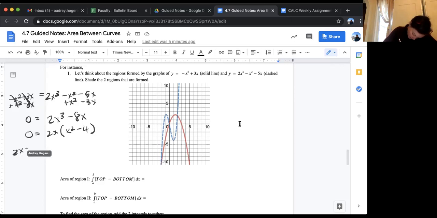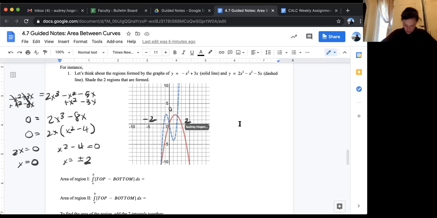2x equals 0, so x equals 0. x squared minus 4 equals 0, so x equals plus or minus 2. So this x-intercept is going to be -2, this one is going to be 0, and this one's going to be +2. So those are how I find my bounds. And now let's find the area of the regions. So region 1 is going to be the integral from a to b, which is the integral from -2 to 0 of top minus bottom.